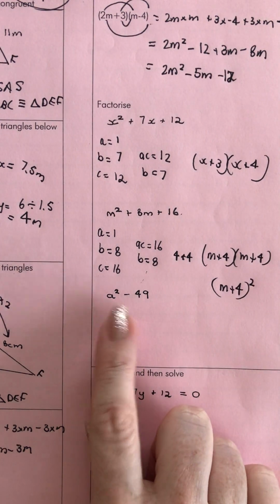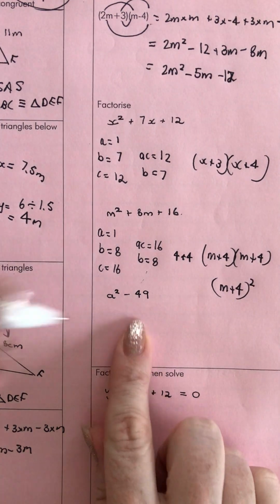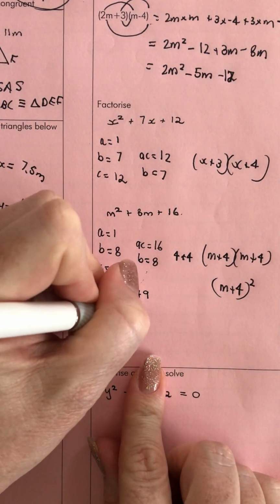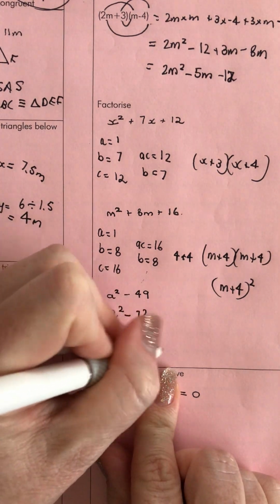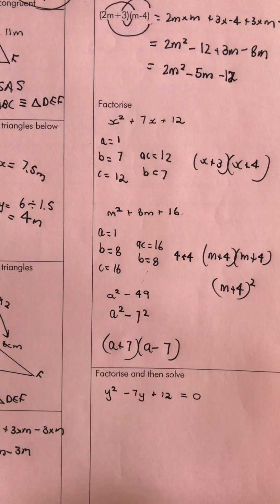The last one in our factorising is a difference of two squares because we've got a squared take away 7 squared, and we know that the pattern for that is a plus 7, a take 7.